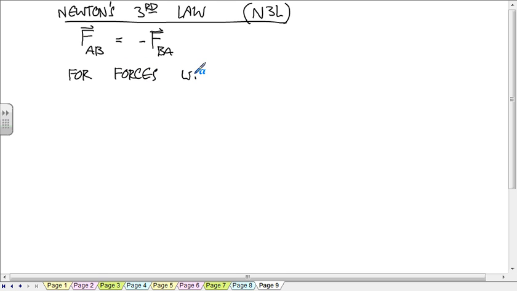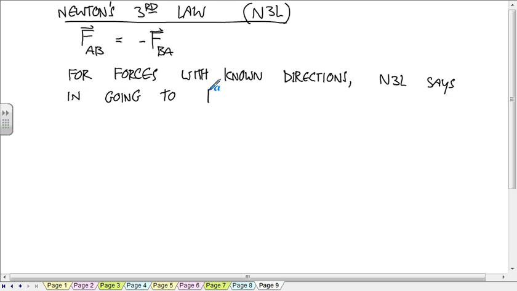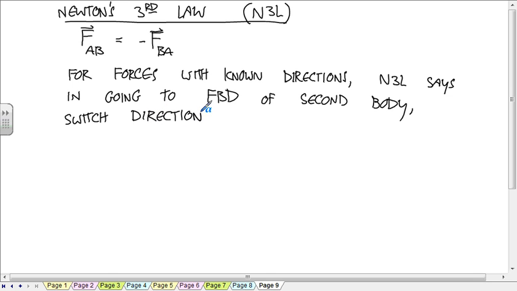For forces with known directions, Newton's third law says, in going to the free body diagram of the second body, I'll give you an example of what I mean by this, but going to the free body diagram of the second body, switch the direction that you draw for the vector, and keep the same scalar variable.